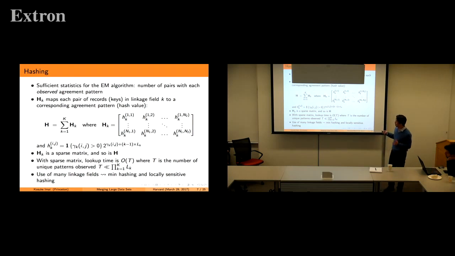And what is nice is that once we do this counting, the EM algorithm is super simple, so that part doesn't take any time at all. It's just the counting part. It's like 99% of computational time is literally counting this table of agreement patterns.